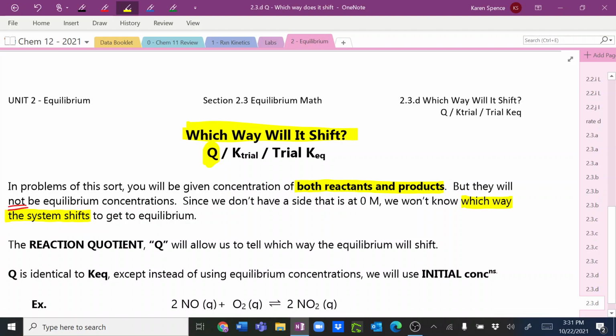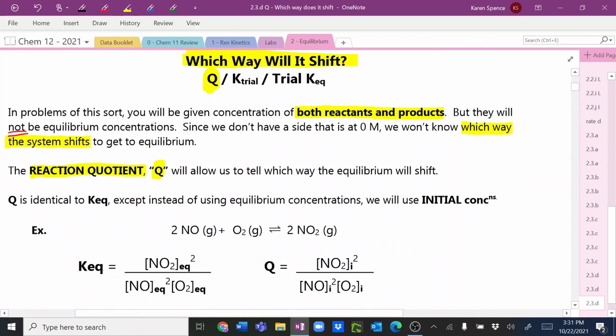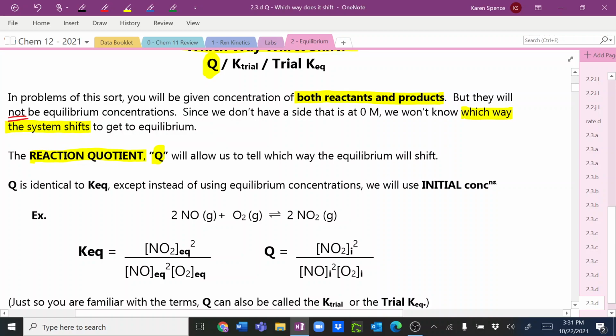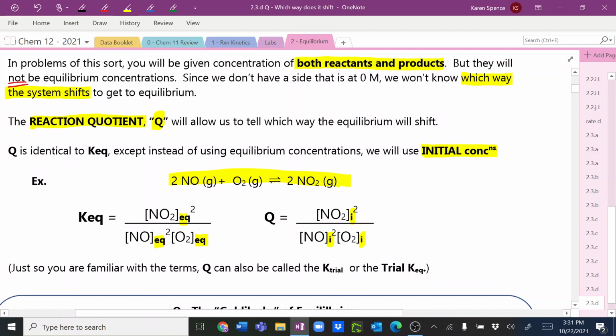Before we go on, I should mention that Q stands for reaction quotient, and it is identical to the KEQ, except for instead of using equilibrium concentrations, we are going to use initial concentrations. So, whereas KEQ for this system here, we would be using our equilibrium concentrations of all the substances. If we are doing Q, we are using initial concentrations of all the substances.